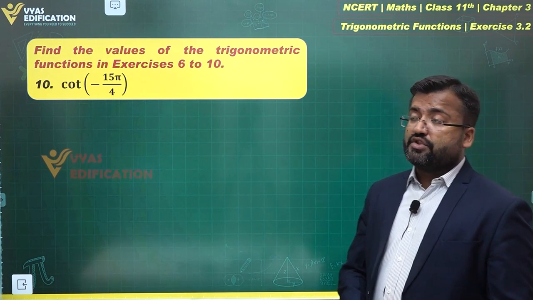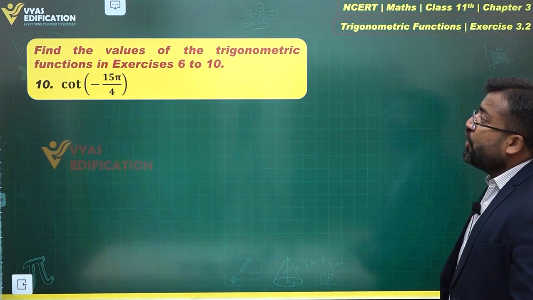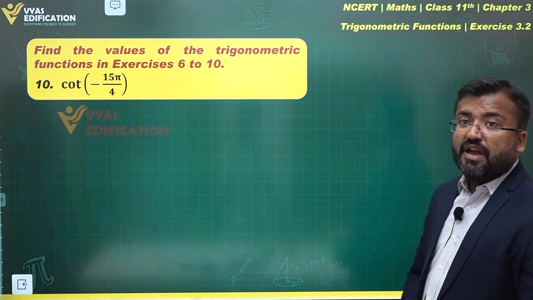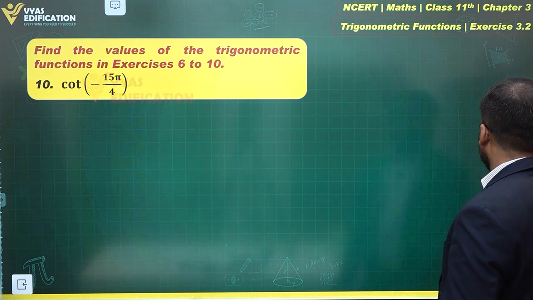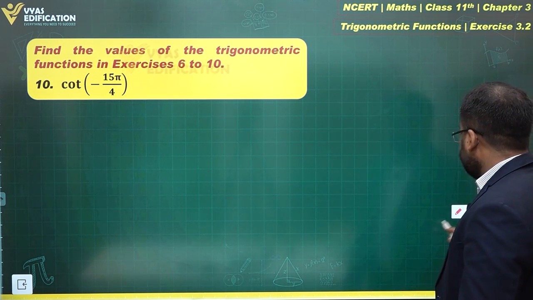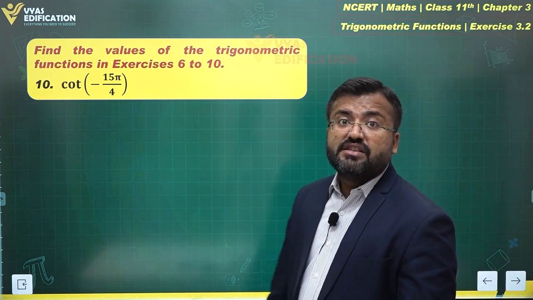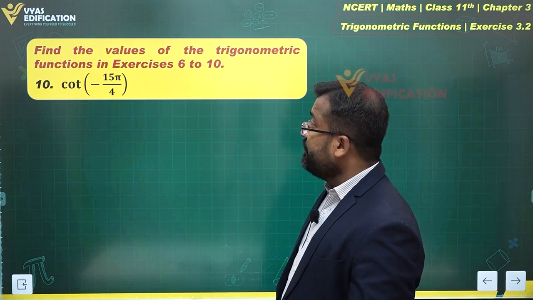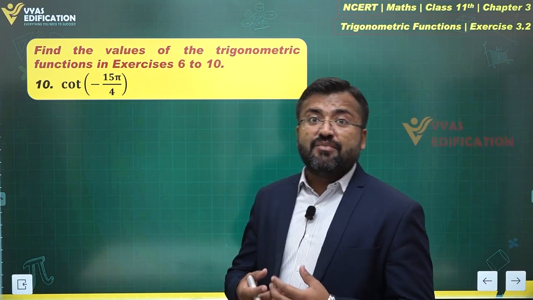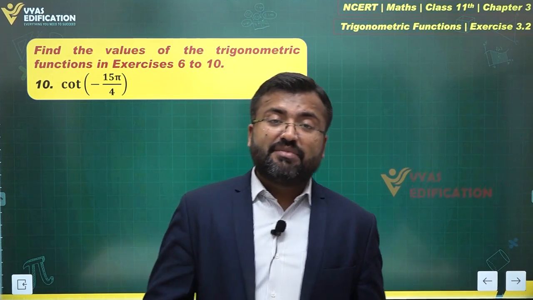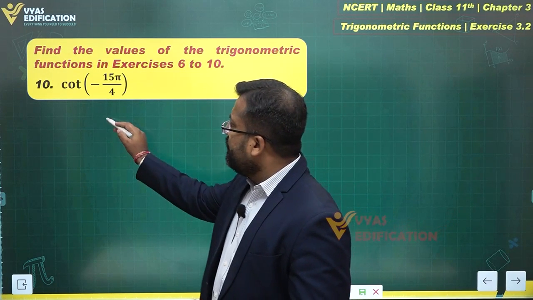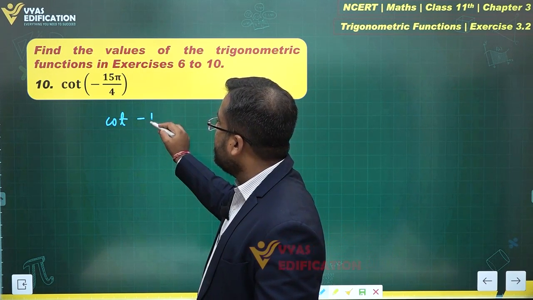Let's talk about this question. What does the question say? Cot of minus 15 pi by 4. How do we go about solving this? Now 15 by 4 is very close to 4, right? So this is a minus, cot of minus 15 pi by 4. We can add multiples of 2 pi, or we can subtract multiples of 2 pi. Here it would be beneficial to add multiples of 2 pi.